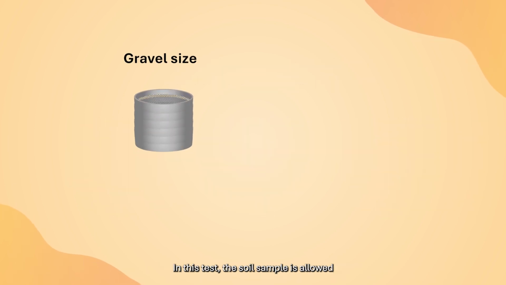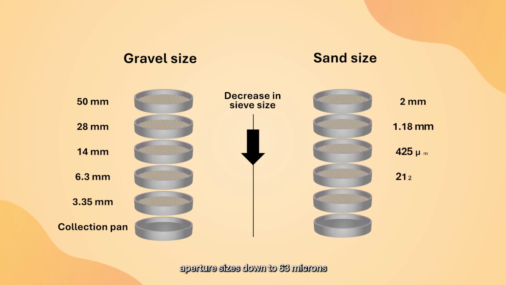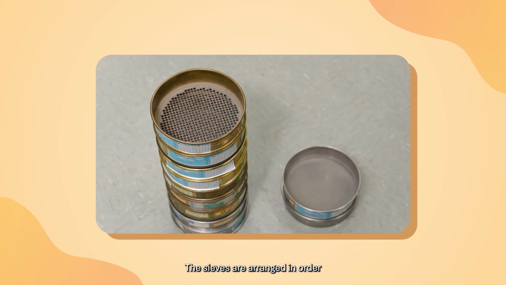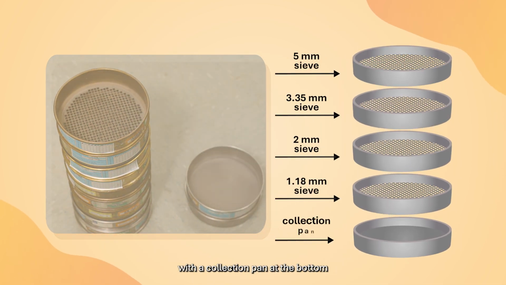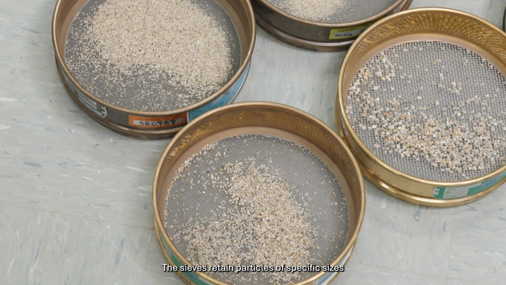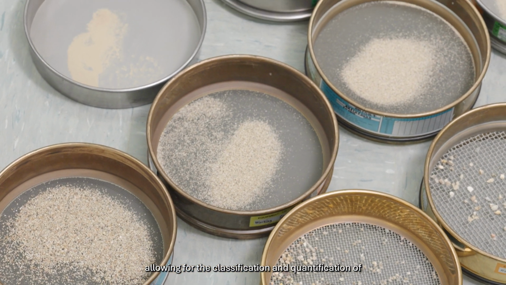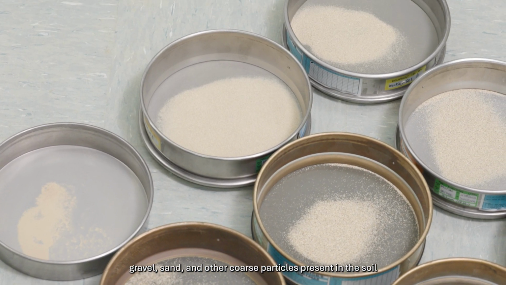In this test, the soil sample is allowed to pass through a set of sieves with different aperture sizes down to 63 microns. The sieves are arranged in order from the largest aperture size to the smallest, with a collection pan at the bottom to collect the retained particles. The sieves retain particles of specific sizes, allowing for the classification and quantification of gravel, sand, and other coarse particles present in the soil.